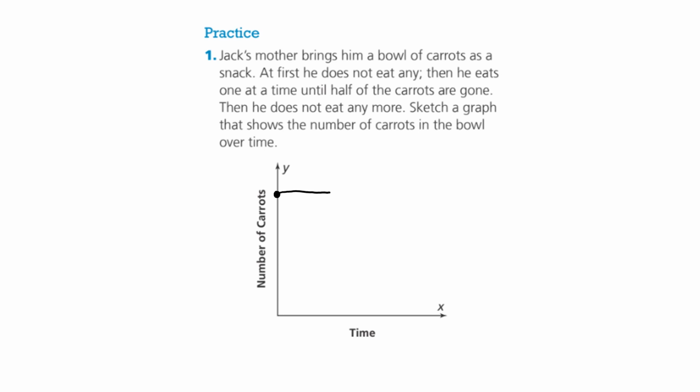As he eats the carrots, the line is going to go down because there are fewer and fewer carrots in the bowl. Once he eats half of the carrots, it says he does not eat any more. So again, our line is going to level out and remain steady at a constant rate because no more carrots are leaving the bowl.